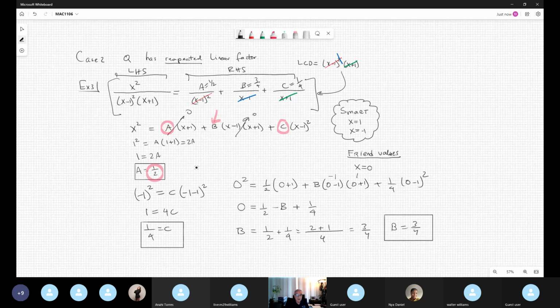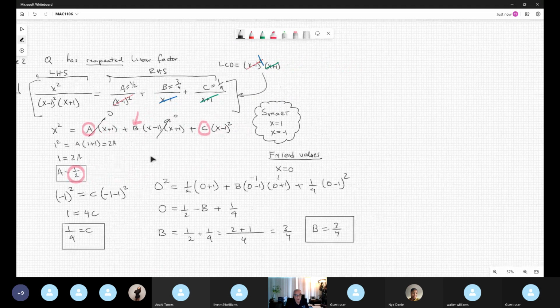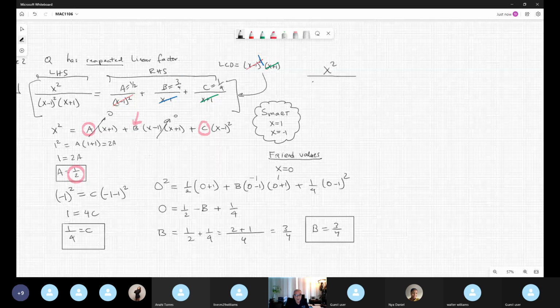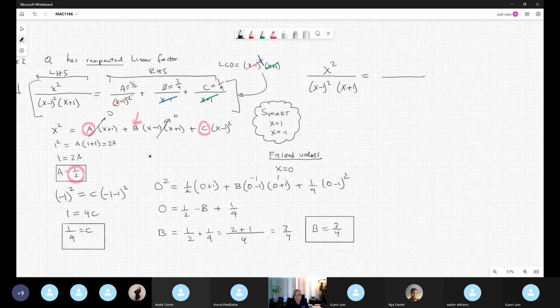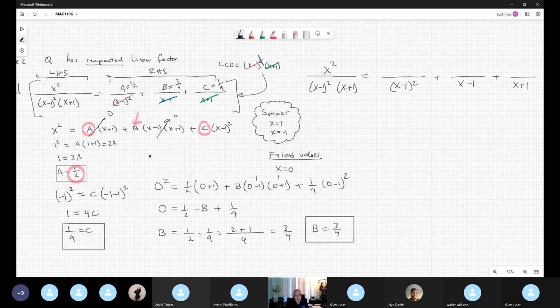Let me put it in an elegant way, ready to continue calculus. The expression given at the beginning was x squared over (x minus 1) squared times (x plus 1), equal to 3 partial fractions. The first one is over (x minus 1) squared. The second is over x minus 1, linear. And the third is over x plus 1. And I discovered the A, B, and C values.